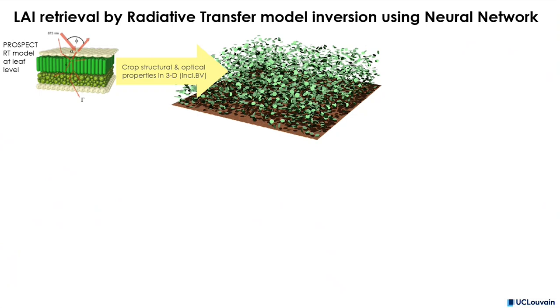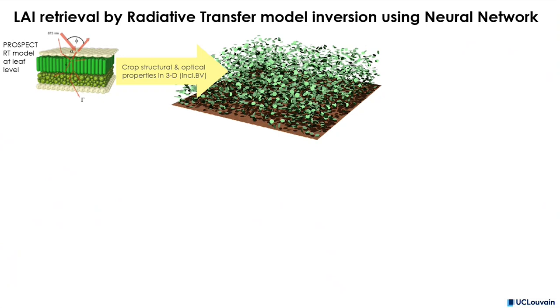The leaf is made of a structure of different layers, and for each layer, we have defined different electromagnetic properties interacting with the sunlight. For instance, the layer containing the chlorophylls will absorb a lot of the red light to do photosynthesis, while the structure of the mesophyll will interact with the near-infrared, providing a large reflectance in the near-infrared bands. The PROSPECT model allows us to simulate the spectral signature of a leaf based on its biochemical components as well as its structure.